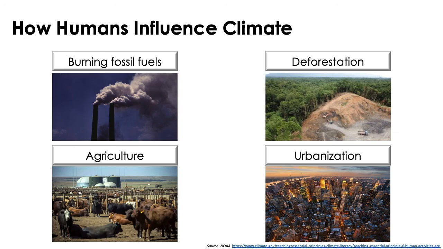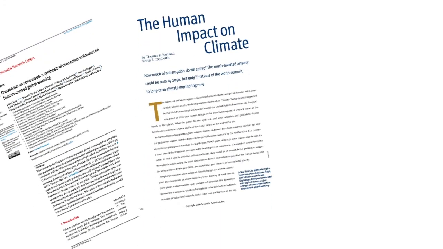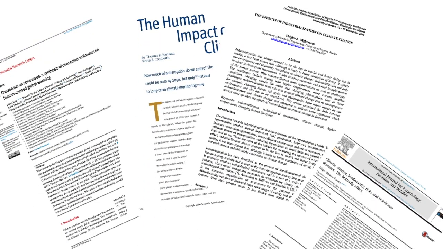There's a term called the urban heat island effect. Urban cities are warmer than the surrounding rural areas just because the ground absorbs more heat, because the surfaces are darker. So these are the four major ways that humans are influencing climate. There have been thousands of studies based on this, and 97% of the studies have found that humans are negatively impacting the climate.